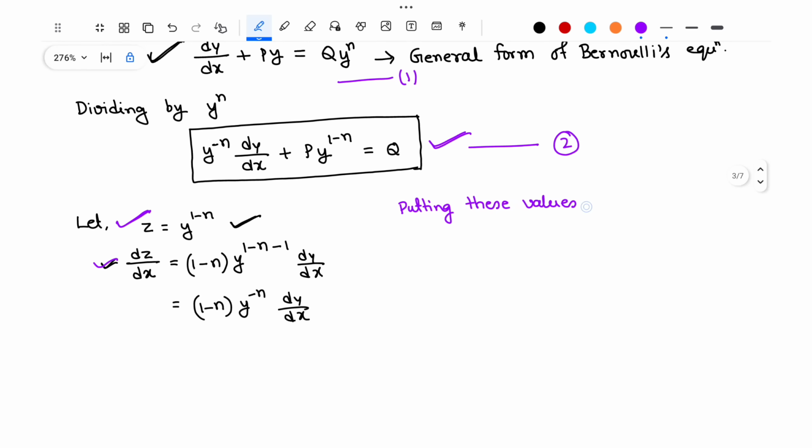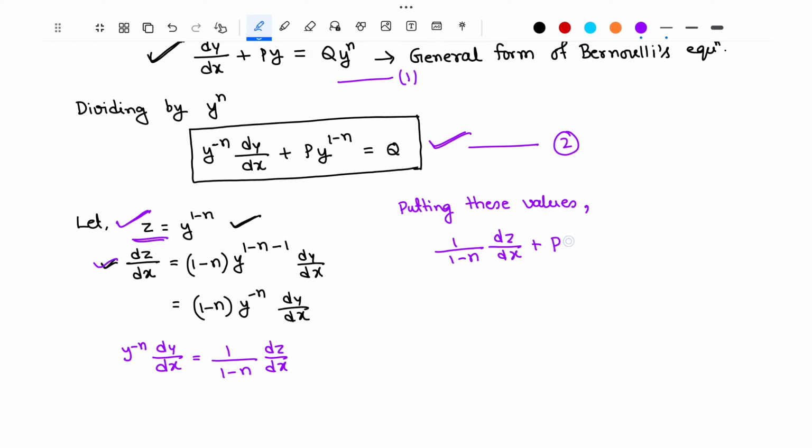Okay, so putting these values, so y to the power minus n dy dx, what is the value of y to the power minus n dy dx? Actually here, from here you are getting y to the power minus n dy dx, this is equals to 1 by 1 minus n dz dx. Yes or no? So let's put it, 1 by 1 minus n dz dx plus p into, what is y to the power 1 minus n? This is equals to z. So p into z, this is equals to q.